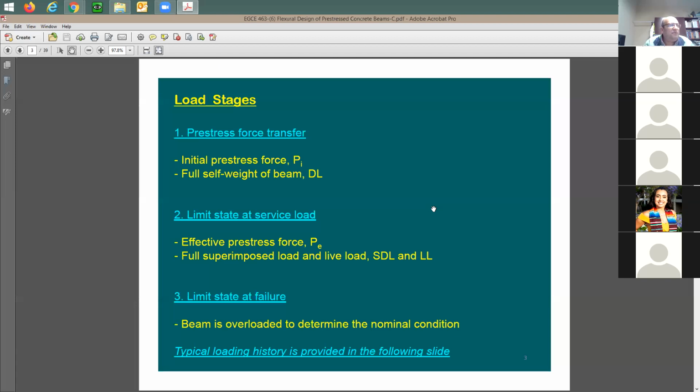In both cases. So first is going to be at the transfer time. At the transfer time, you're going to have the initial pre-stress, P sub i, no losses happen yet. And you're going to have the self-weight, which means dead load.